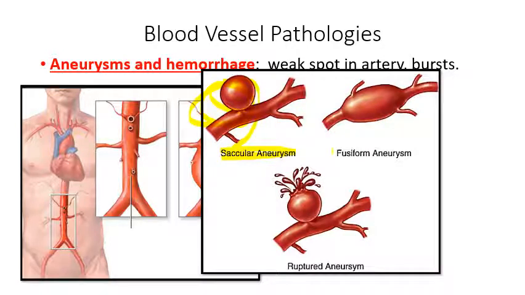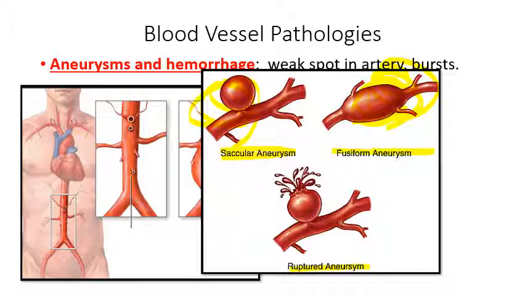If it bulges on both sides, it's called a fusiform aneurysm. Right. And then obviously if it bursts, you have hemorrhage, and that's called a ruptured aneurysm. So we have saccular aneurysms that bulge on one side. The weakness is on one side only. A fusiform aneurysm is where it's weakened all around.